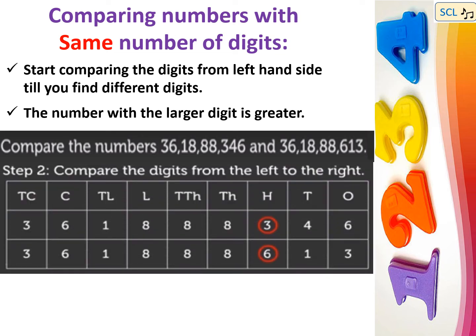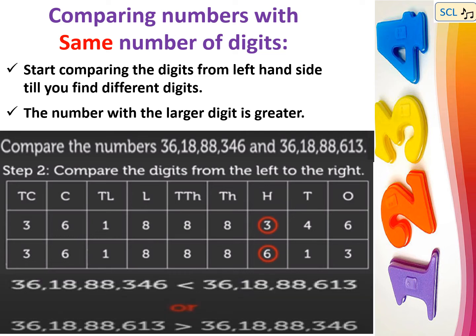Now the first step is that we have to compare them from the left-hand side till we find different digits. So we will see the first digit is 3 in both the numbers. Another 6, again the same digit. Then 1, again the same digit. 8, also the same. Second 8, again the same. Third 8, also the same. But at the hundreds place we get two different digits. One number is having 3 and the other number is having 6. So it is very clear that, as the second step says, the number with the larger digit is greater. So the second number is greater than the first number.